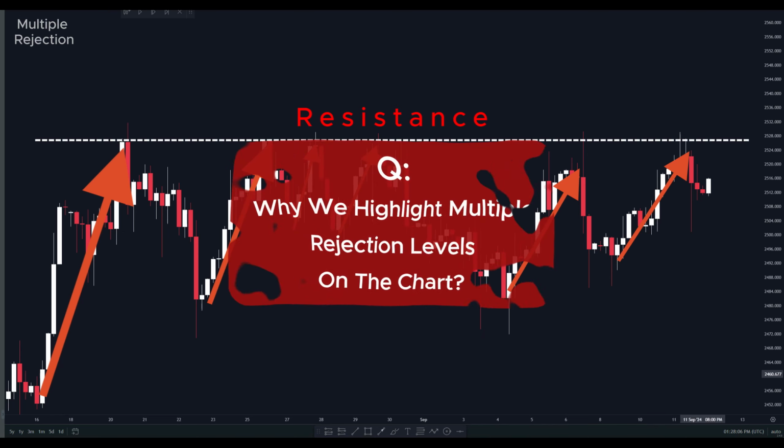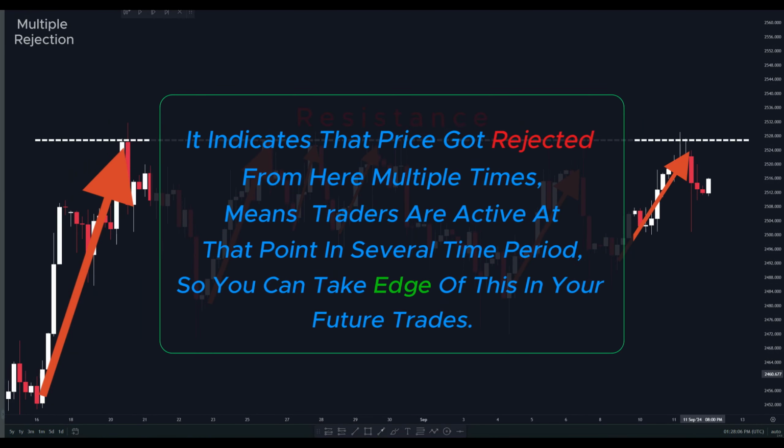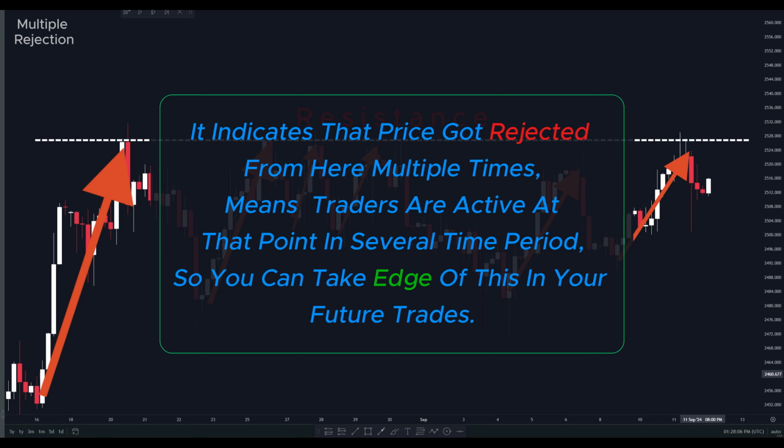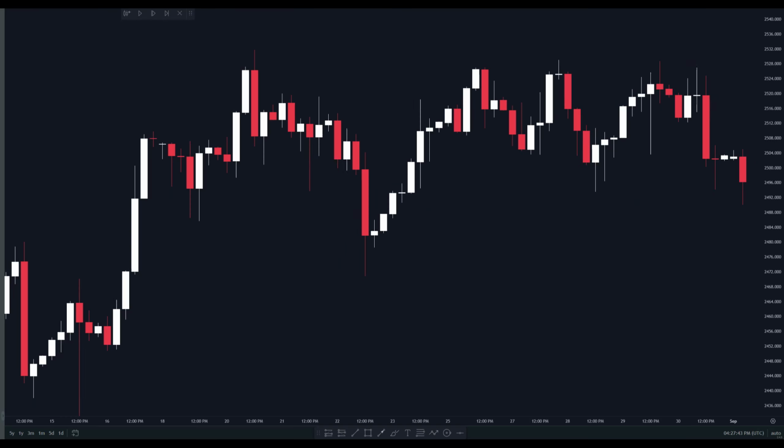Now here's a question. Why do we highlight multiple rejection levels on the chart? A multiple rejection level indicates that price got rejected from here multiple times, meaning that traders are active at that point in several time periods. So you can take an edge of this in your future trades, and it will help you to execute your trades. Let's move to the next criteria.